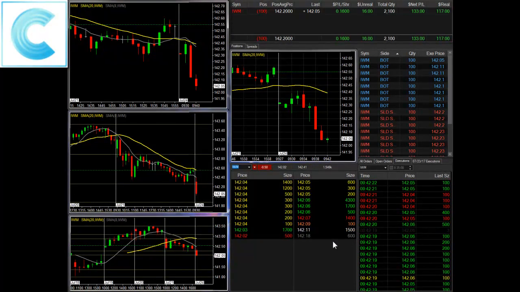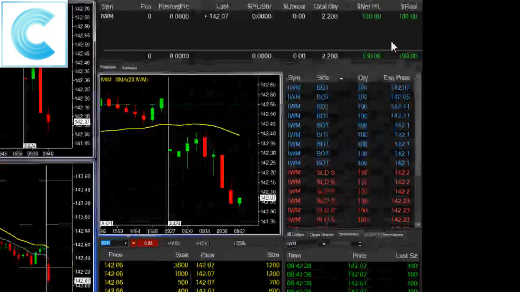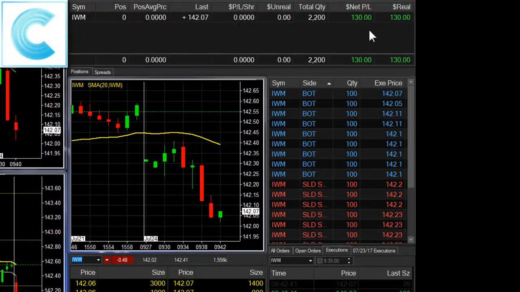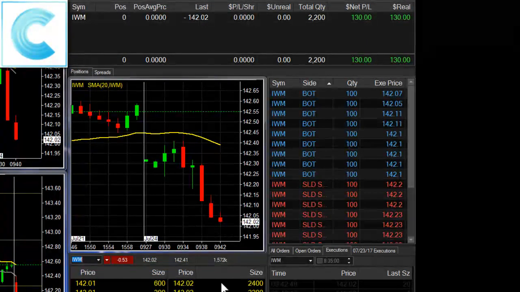Alrighty, here we go again. I think this minor support level is actually holding, so I'm going to liquidate this position and hold on to the rest of it, hold on to the profits. So far I have 2,200 shares. I'm sitting at $130 net profit. And I may have gotten out of this a little bit too early because it looks like it's dipping down a little bit more.